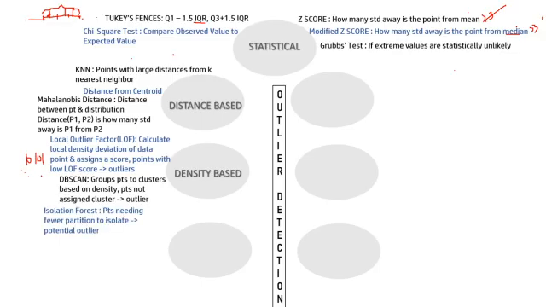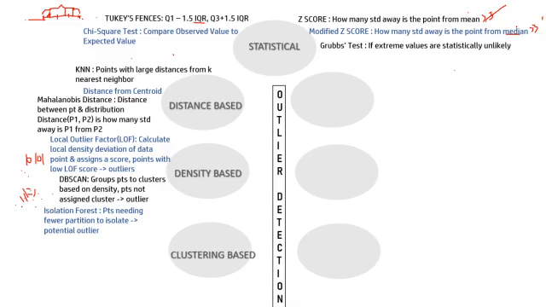And then you have isolation forest, where partitions are used to isolate a data point from the other data points. Since an outlier is going to be at some boundary, it won't need a lot of partitions to be separated from the main data set. So the points which need fewer partitions to isolate will be your potential outliers.